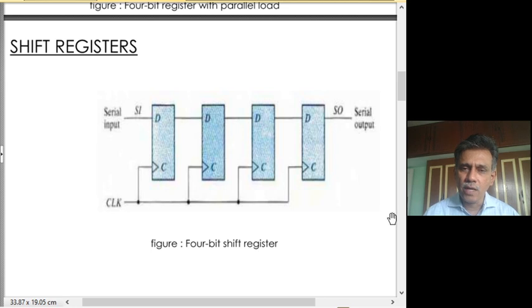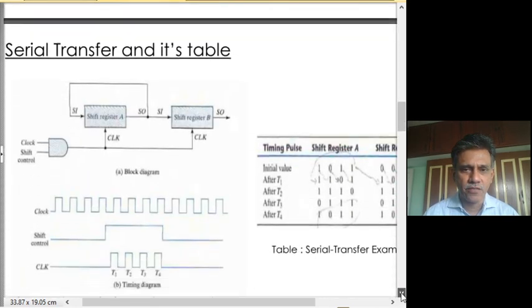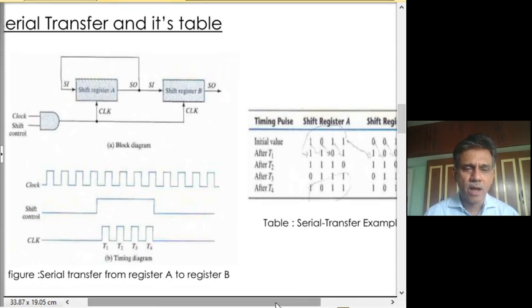So now we will again look at this functionality of the shift register in a little bit more detailed manner, and then look at some of the utilities of these shift registers. Suppose you have got two shift registers A and B. You want to transfer the contents of the shift register A to the shift register B. How do we do it?